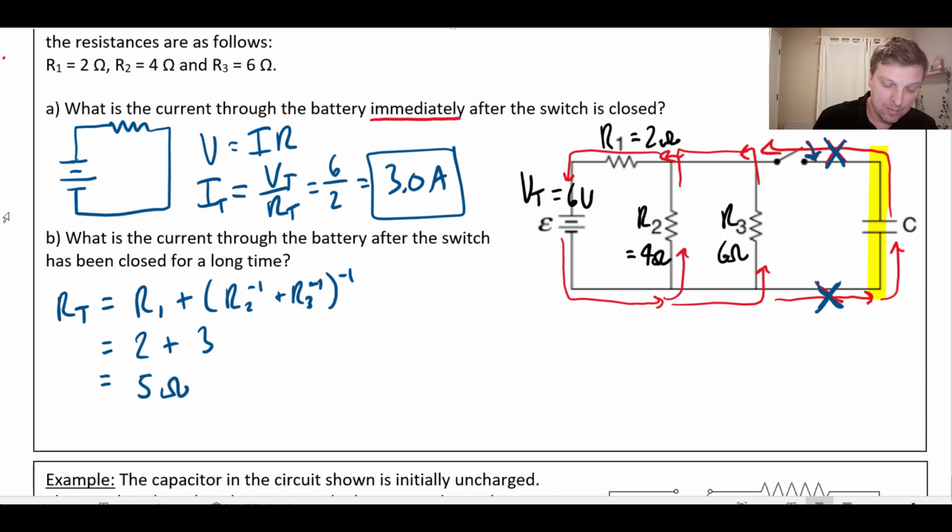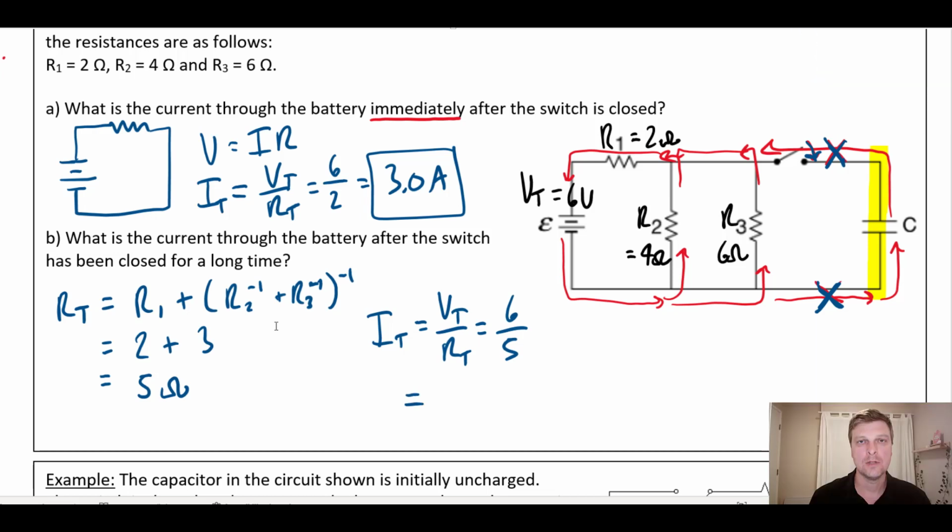And so my total current, which is total voltage over total resistance, is going to be 6 volts over 5 ohms, which is right around 1.2 amps. Okay. Now it's important to notice we didn't do the calculation, but that would have been the current through the battery before I closed the switch, and then I would have had a quick spike that would have drifted back down to that original current.